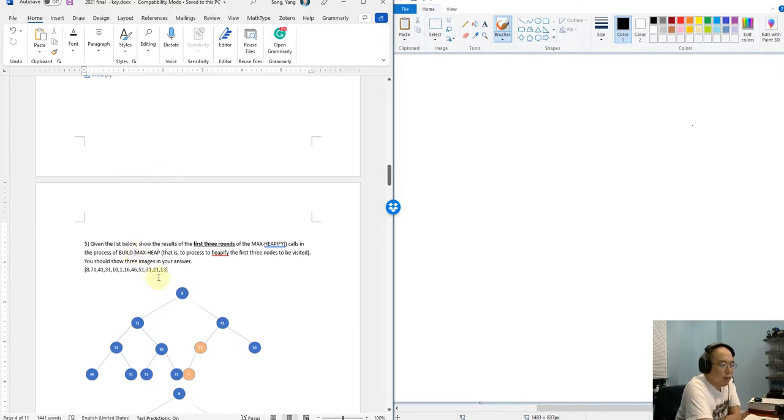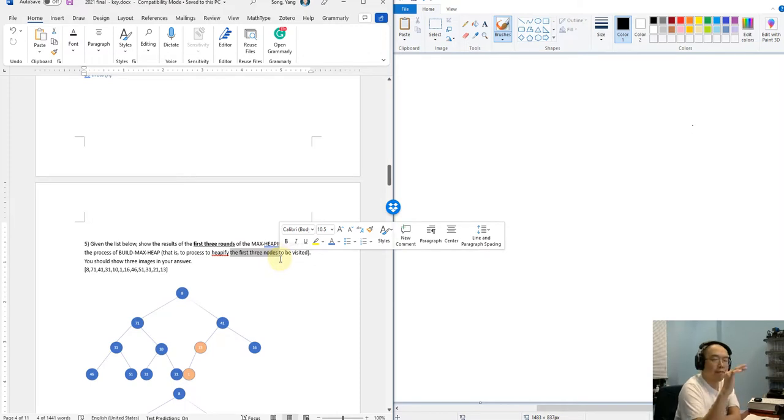So for the next one, we are in the process of building a heap. This heap is not ready yet, and I want to ask you to show the first 3 heapifies. When we have an array as a heap in the process of building the heap, where do we do the first 3 heapifies? For the first 3 heapifies, we have to find the first 3 non-leaf nodes from the right side to the left side.